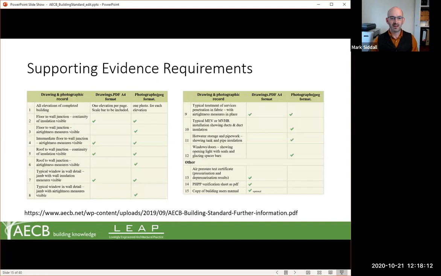In terms of submitting your AECB Building Standard project, for the energy side of things there's a host of criteria that we have to meet in terms of submission documents, and that's all available on the link down below. It's more accessible if you just Google AECB Building Standard and follow the links through. This is on the members-only side of the guidance for the AECB Building Standard. I'm not going to go through these in detail, more recognizing that this information is there, and that there are some key requirements in terms of drawings, specifications, and photographic evidence as well.